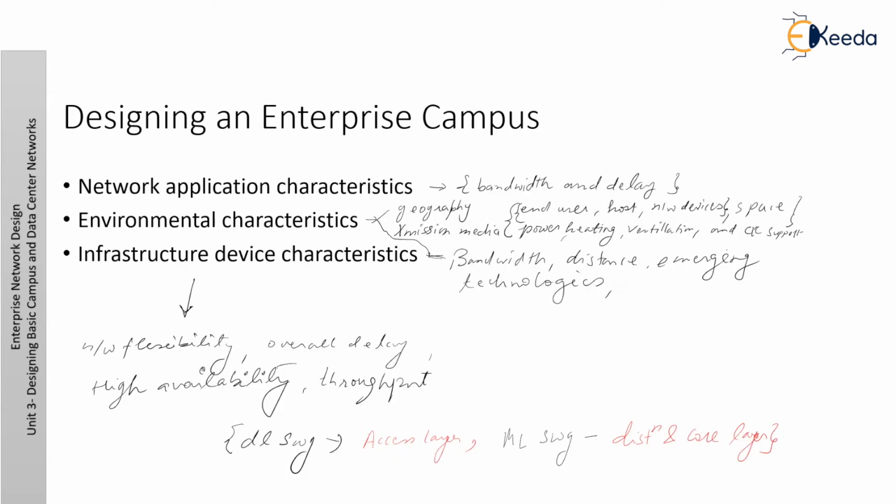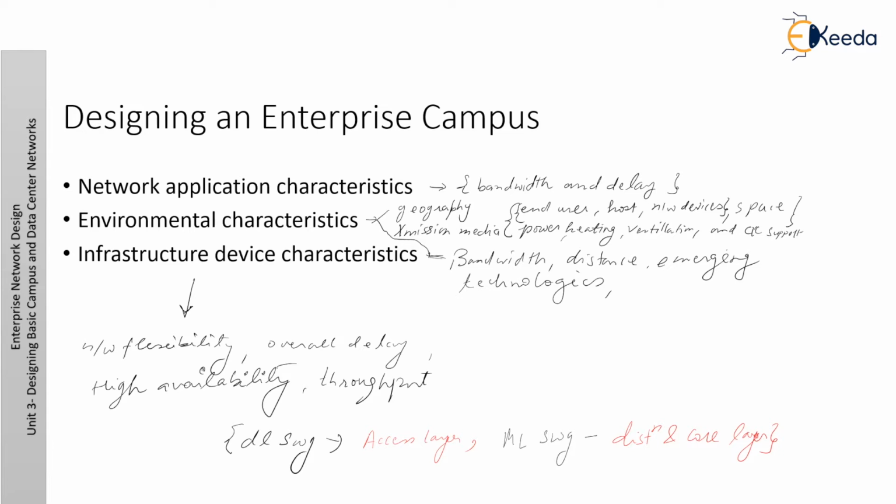Designing an enterprise campus. The enterprise campus network is the foundation for enabling business applications, enhancing productivity, and providing a multitude of services to end users. There are three characteristics that should be considered when designing the campus network. First is network application characteristic. The organizational requirements, services and applications place stringent requirements on the campus network solution, for example, in terms of bandwidth and delay.